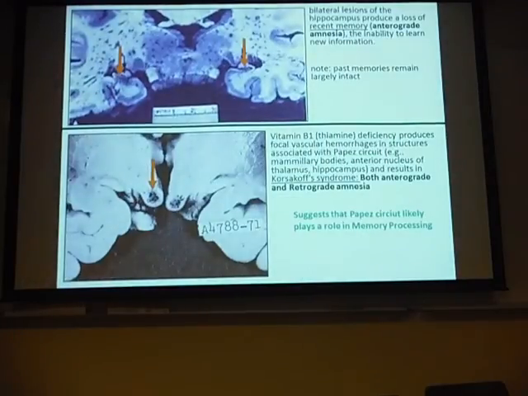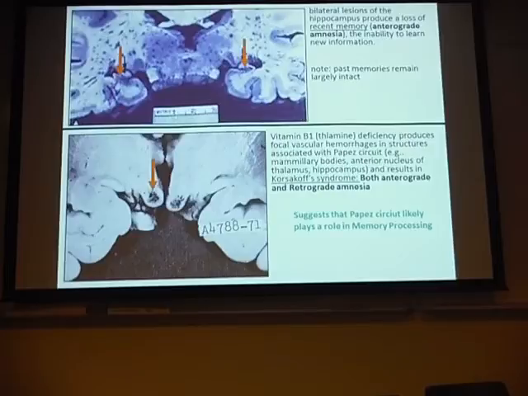And that just didn't quite work out. As they started to do more research into what the role of all of those structures in Papez's circuit were, the punchline is that they really came to find out that Papez's circuit likely plays more of a role in memory processing than it does in any level of emotional experience.